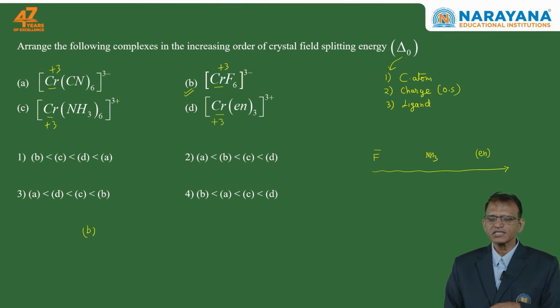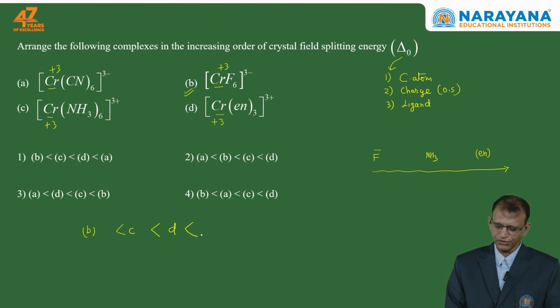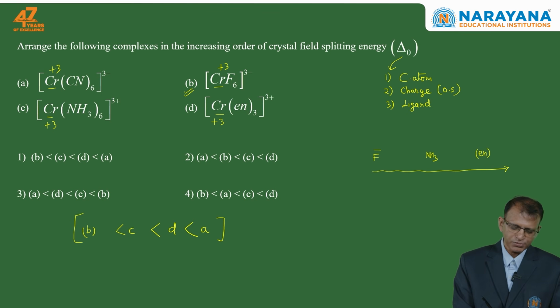the crystal field splitting energy of option D will be greater than option C. So the least value is for option B, then option C, then option D, and the highest value is for option A, right? So this should be the order of crystal field splitting energy. It is based on the field strength of the ligands. So if we go through the options, we are getting the first option as the answer, right?